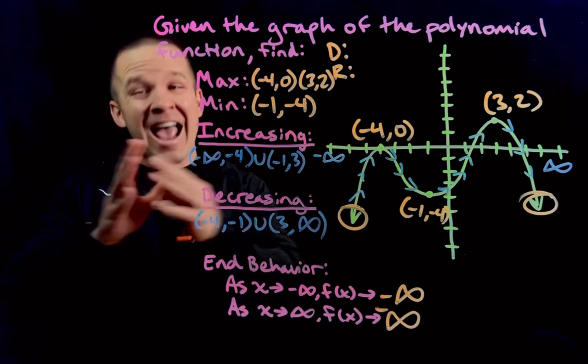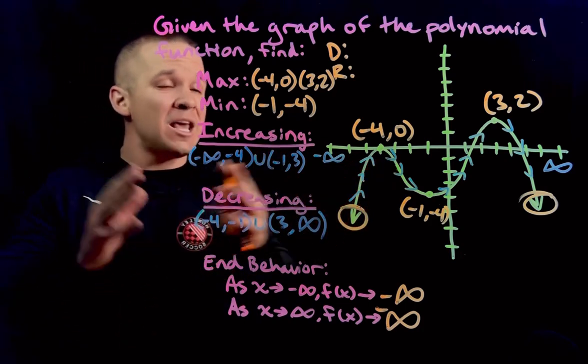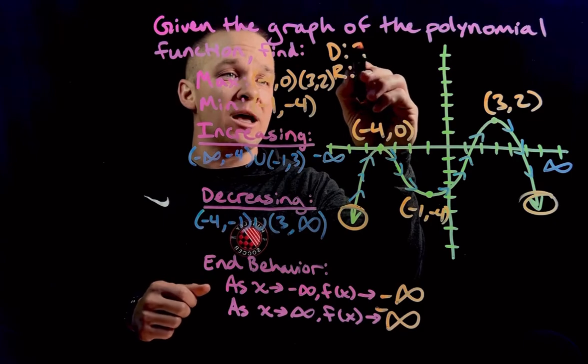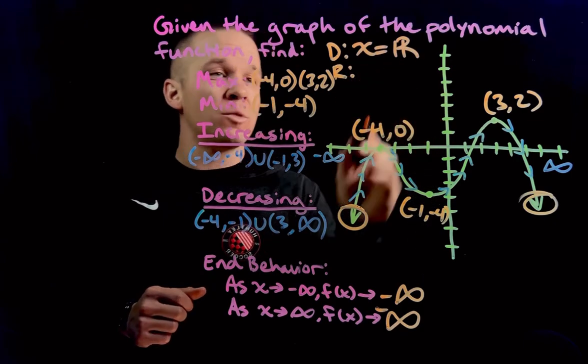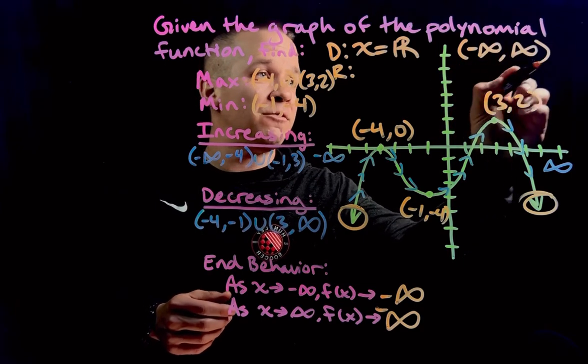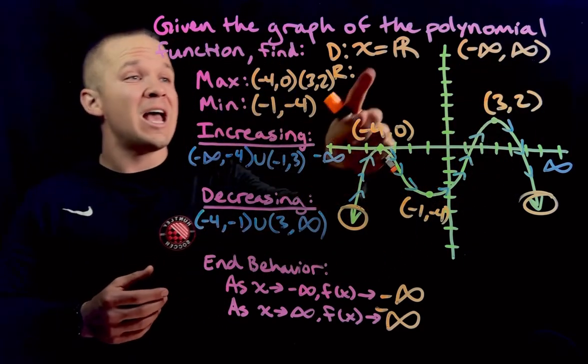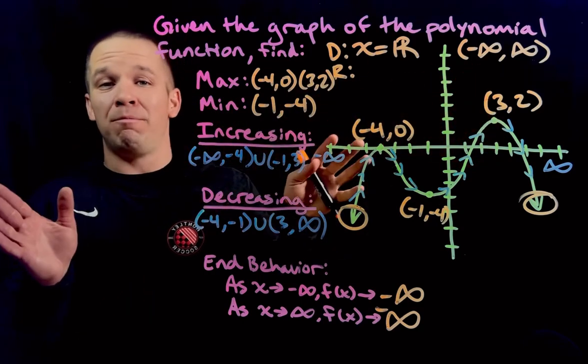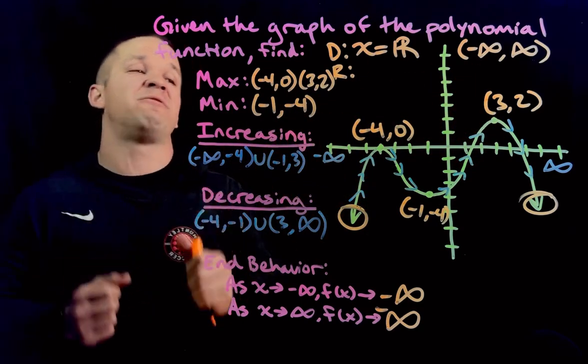The domain for any polynomial function is going to be all real numbers. Whether you write it like that, or you could write it from -infinity to +infinity if you like to use interval notation. Either one of these would be great. They are not both needed, just one or the other unless specified, okay?